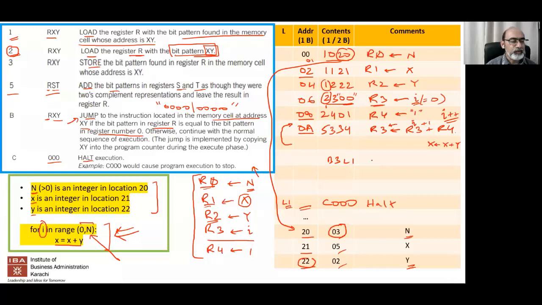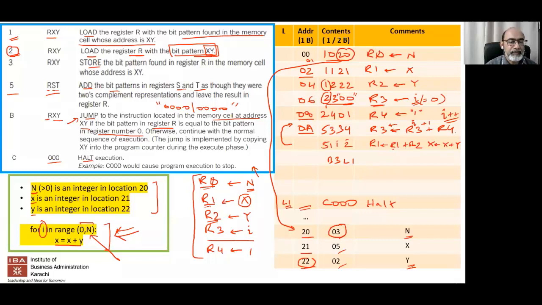Bilal. 5, 1, 2. Let's see what that does. 5 is an addition. It says take the content of 1 and 2 and put it into 1. Okay. Yeah, that's right. So I had made a mistake over here. This is supposed to be R1 plus R2. Okay, excellent. So 5, 1, 1, 2 would be able to do this addition.